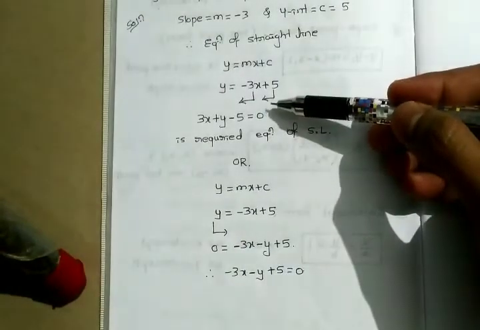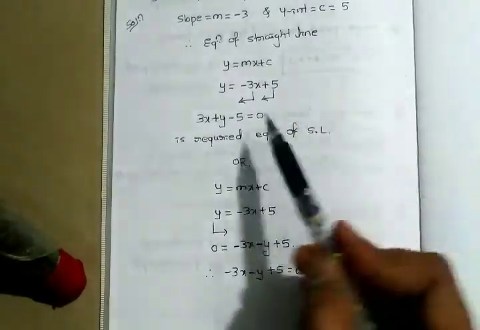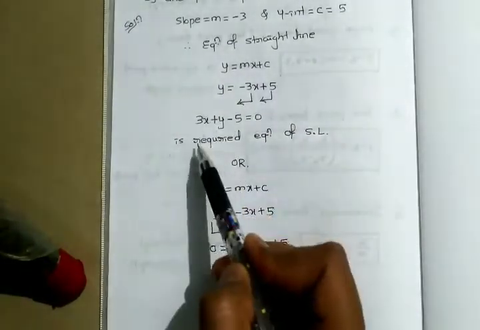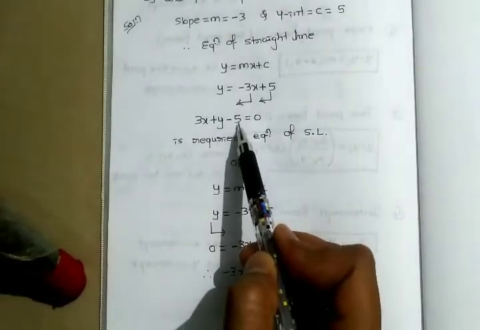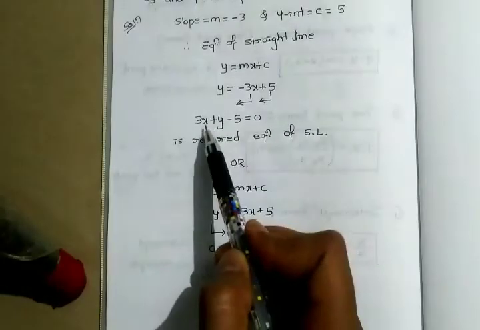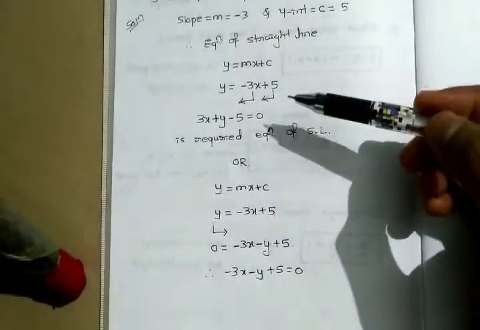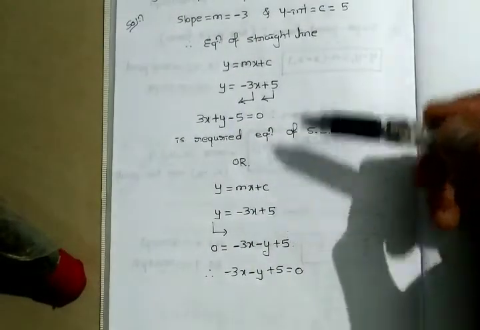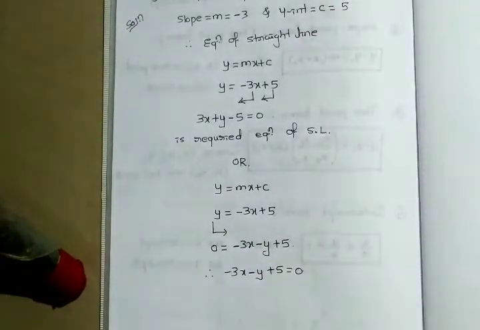This method is also correct, but in the first method we are keeping the equation in standard form, that is ax plus by plus c equals 0, with x having a positive sign. So whichever method is convenient for you, go by that method, but both the answers are the same.